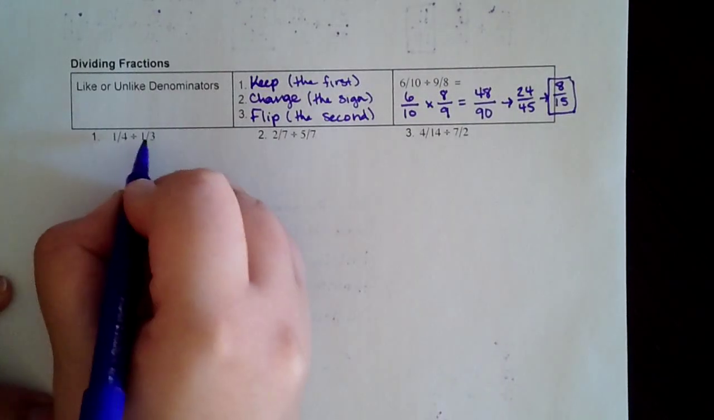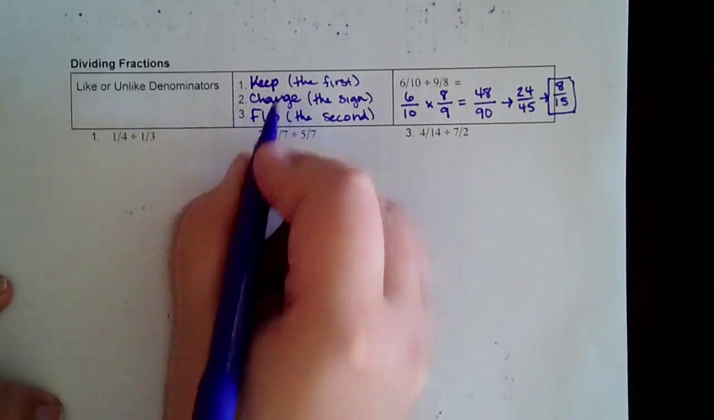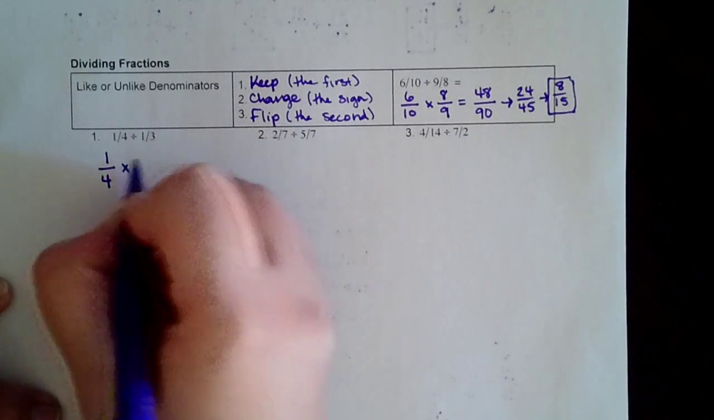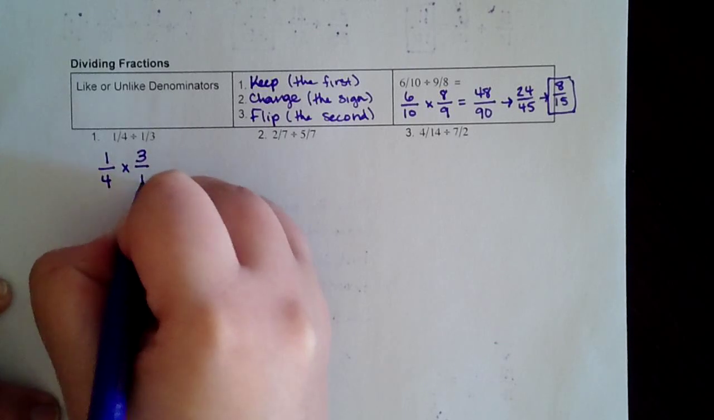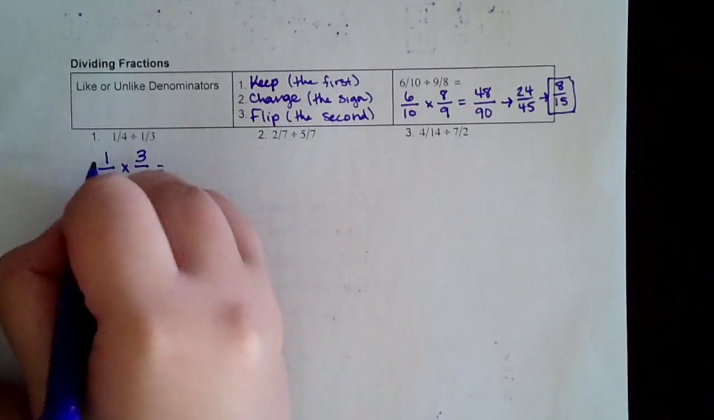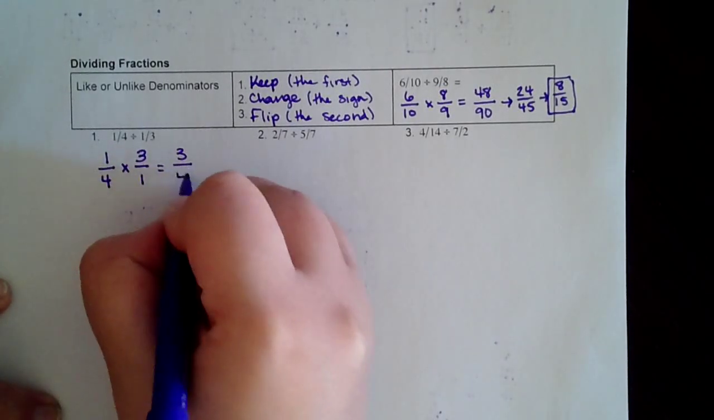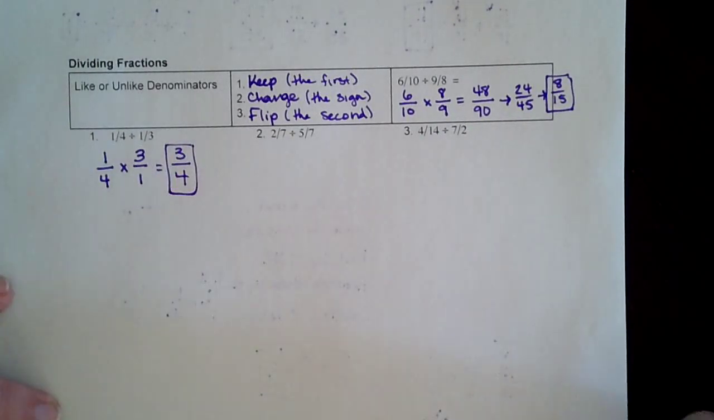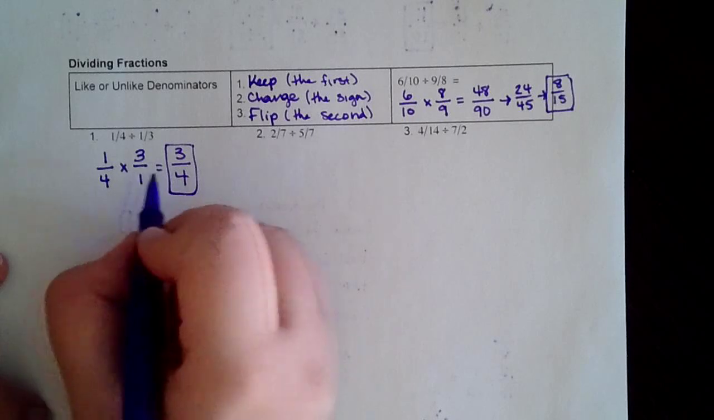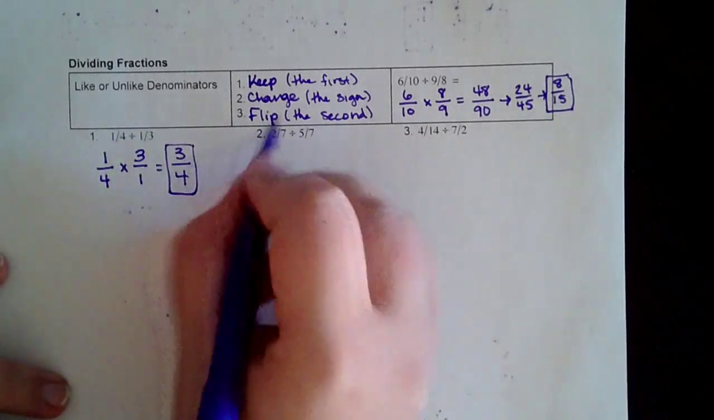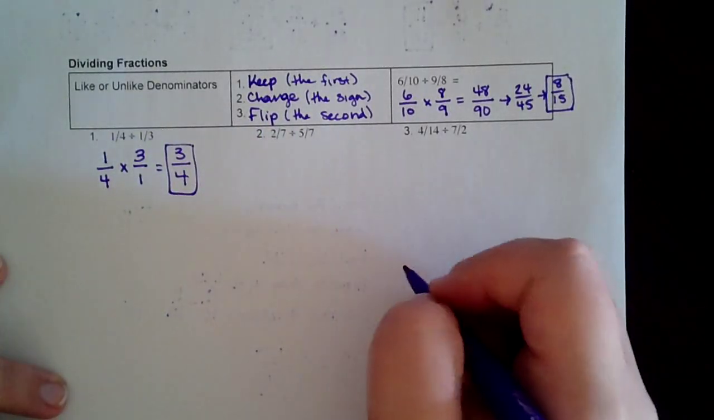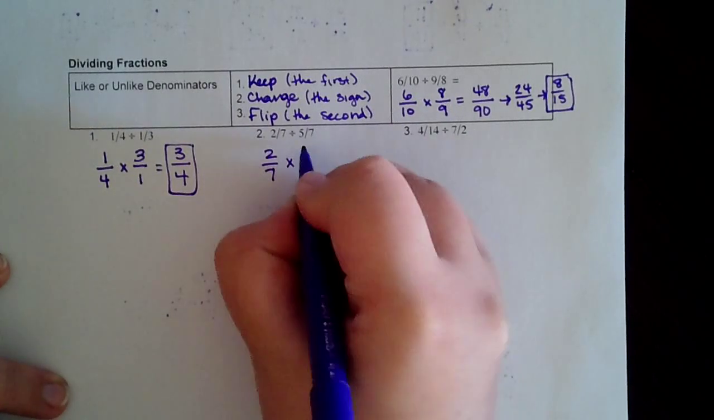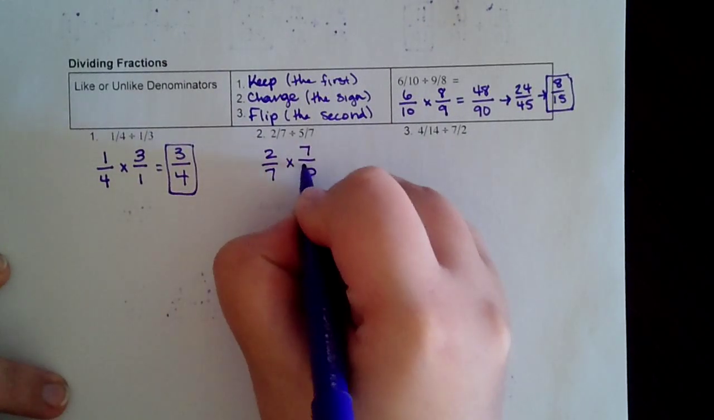1/4 divided by 1/3. Let's use that keep, change, flip method again of keep the first, change the sign, flip the second, and then multiply. 3 over 4. I love this method because even though this looks like a hard problem, when you remember that keep, change, flip, it's actually pretty simple.